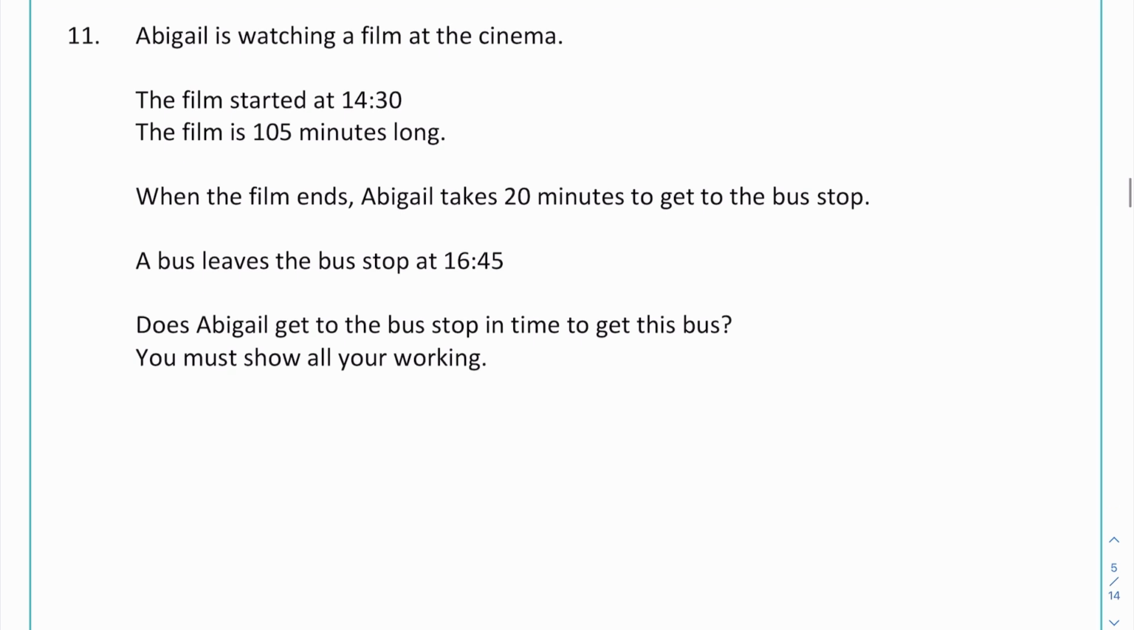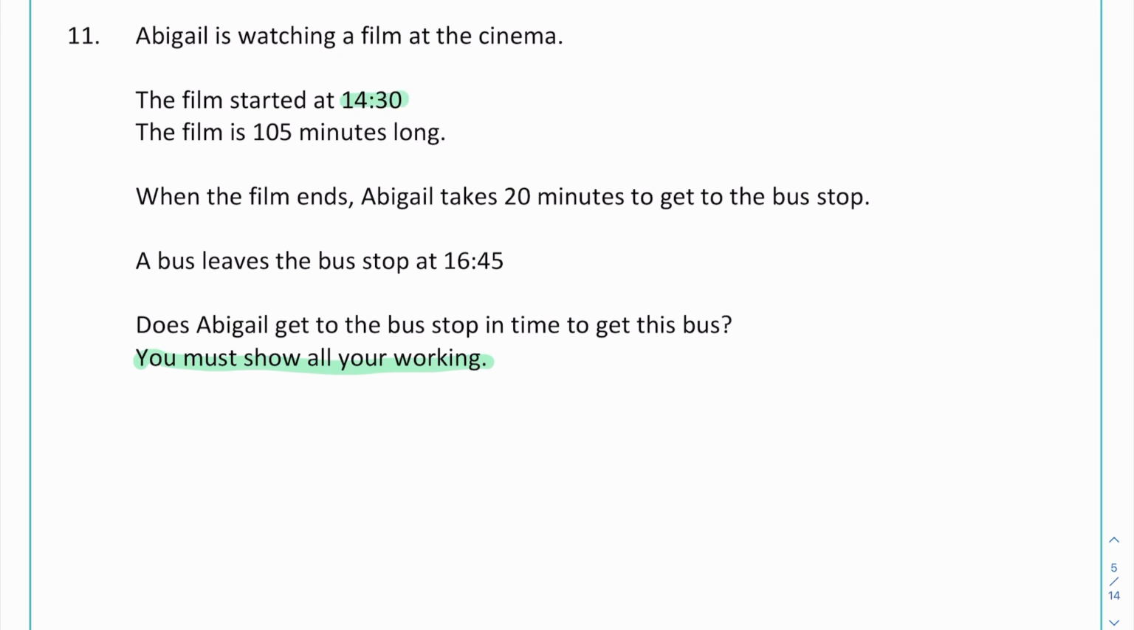Okay, on to question 11. Abigail is watching a film at the cinema. The film started at 2:30 and the film is 105 minutes long. When the film ends, she takes 20 minutes to get to the bus stop and the bus leaves at 4:45. Does Abigail get to the bus stop in time to get this bus? And you must show all your working. So really important there, you must show all your working. So let's do every step.